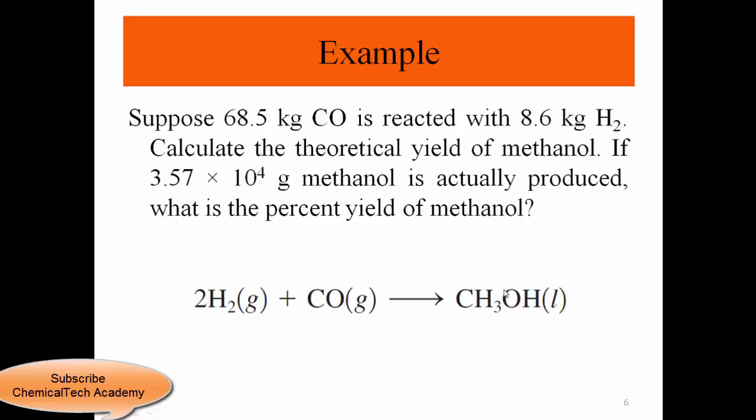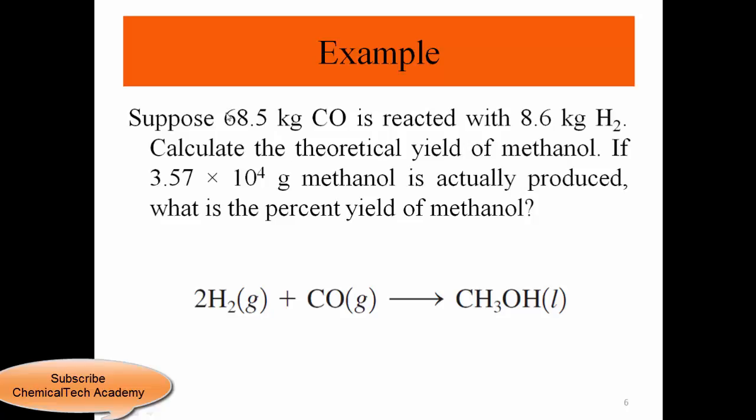Next example. Suppose 68.5 kilograms CO, or carbon monoxide, is reacted with 8.6 kilograms hydrogen. Calculate the theoretical yield of methanol if 3.57 times 10 to the power 4 grams methanol is actually produced. What is the percent yield of methanol? So that's the chemical reaction we have. Hydrogen plus carbon monoxide is going to give us methanol.